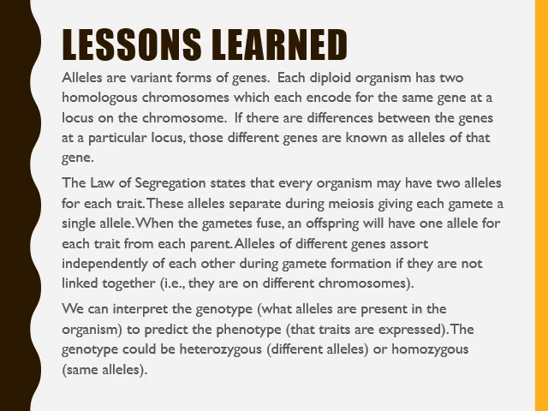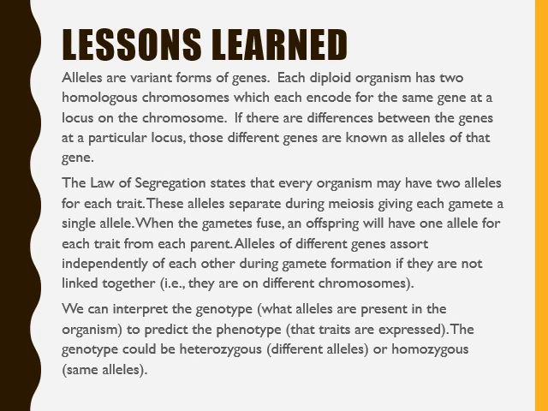There's a lot going on in these Mendel lectures. In this particular group of lectures, we talked about alleles as variant forms of genes. So you have a gene, and then its variants. Every diploid organism has two homologous chromosomes, each of which has the same gene at the same locus. They have the opportunity to have two different alleles. So if there are differences between genes at a locus, those genes are known as alleles of that gene.